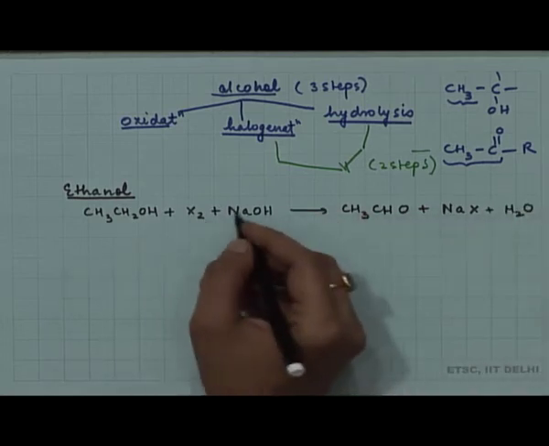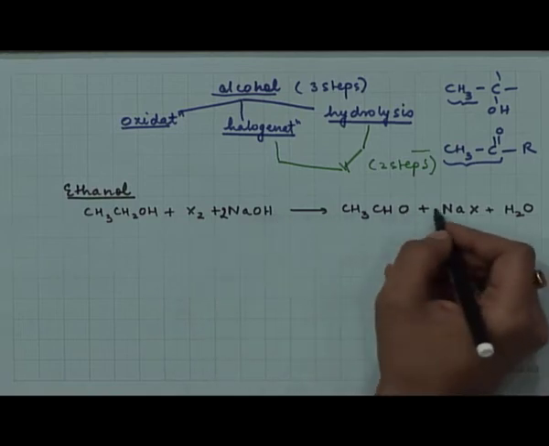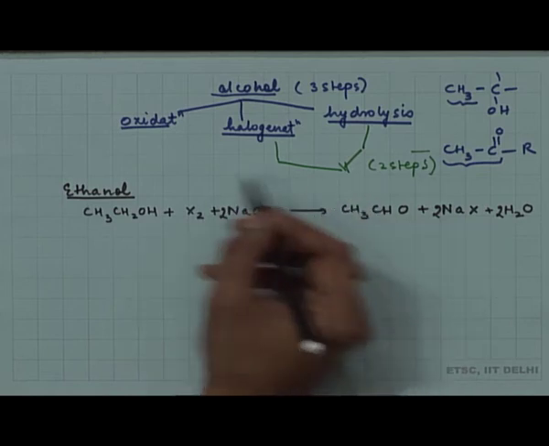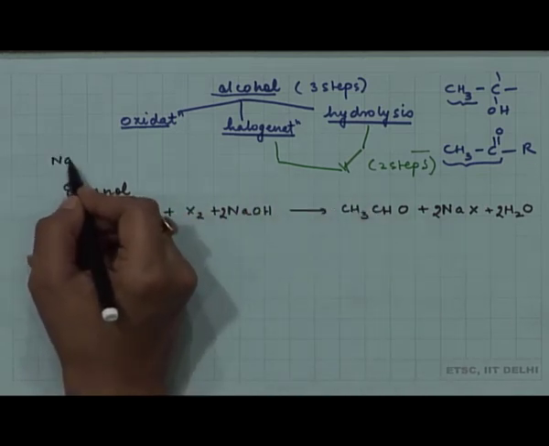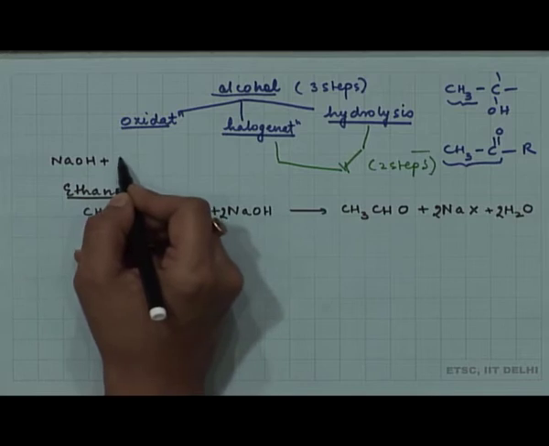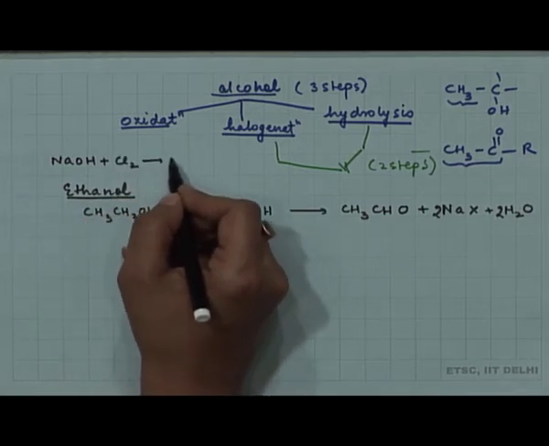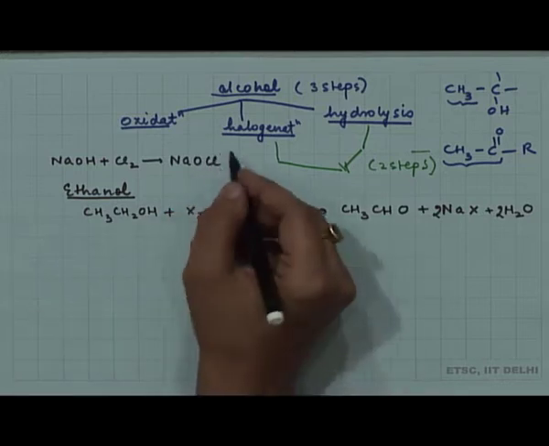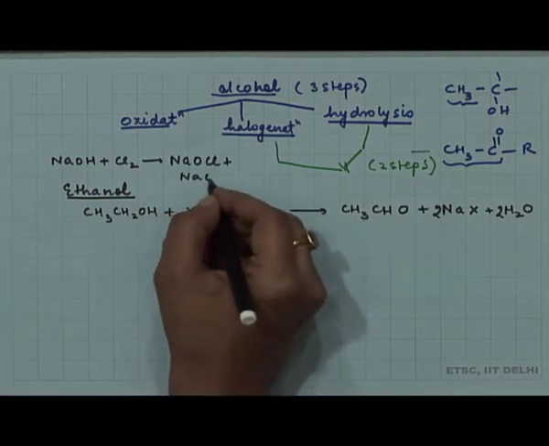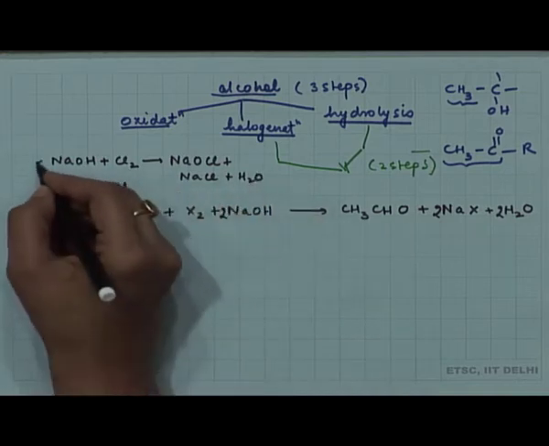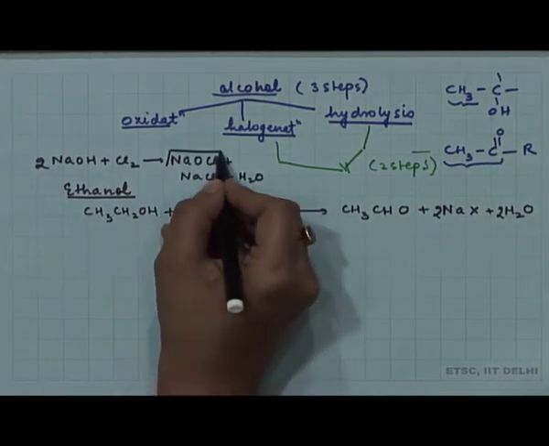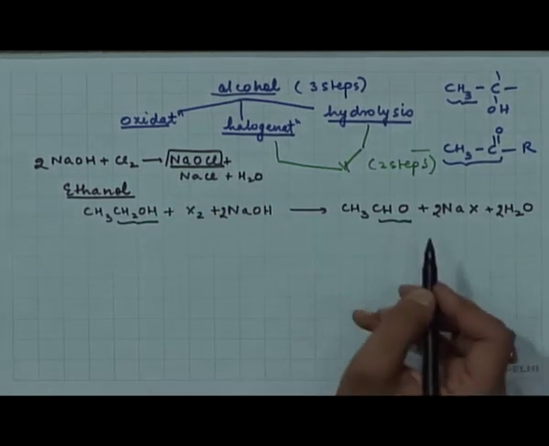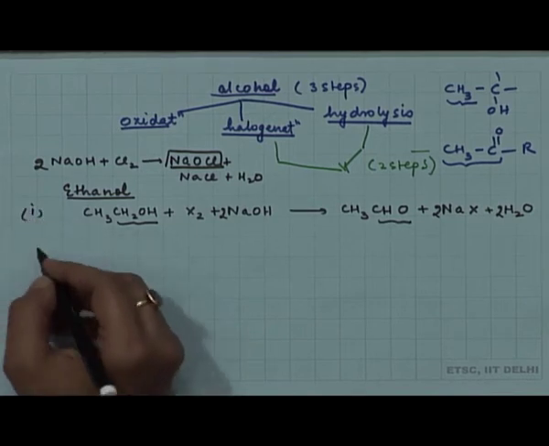So, if you balance this, you require 2 moles of NaOH to give you 2 moles of NaX and 2 moles of water. Essentially what is happening initially is that your NaOH and your halogen, let us say it is chlorine, provide you the corresponding hypochlorite. So, it is sodium hypochlorite, NaCl and water. This is the oxidizing agent which is actually responsible for oxidizing the alcohol to the aldehyde. This is the first step, which is the oxidation.